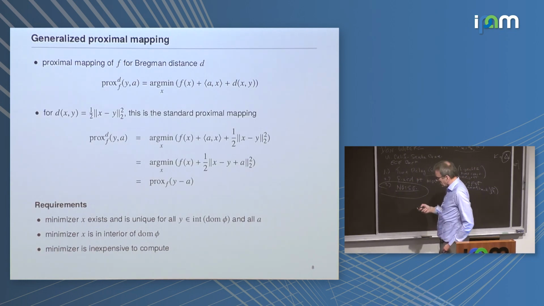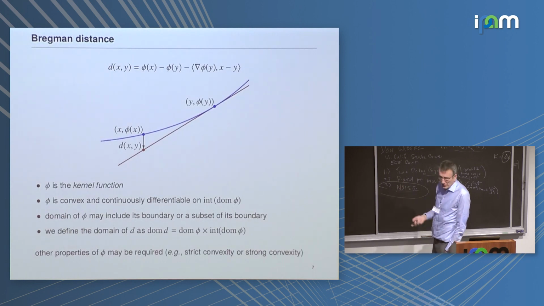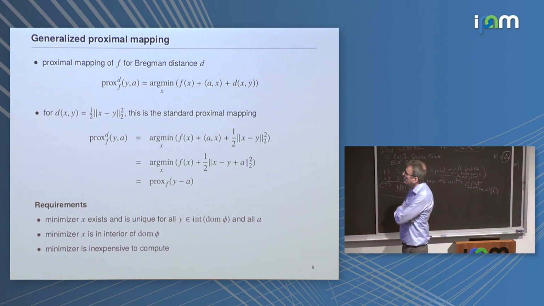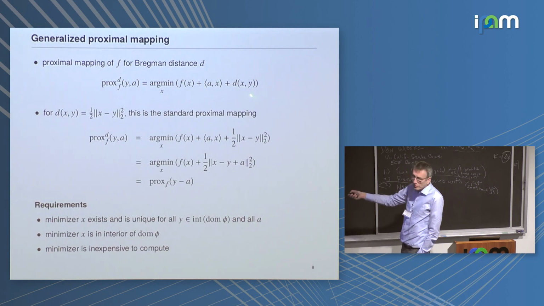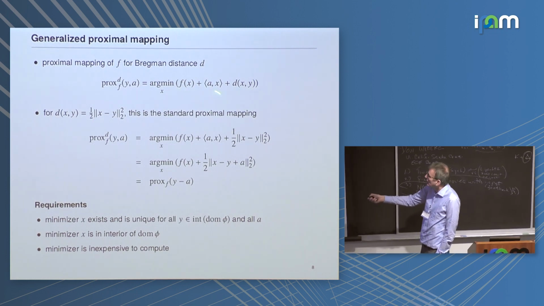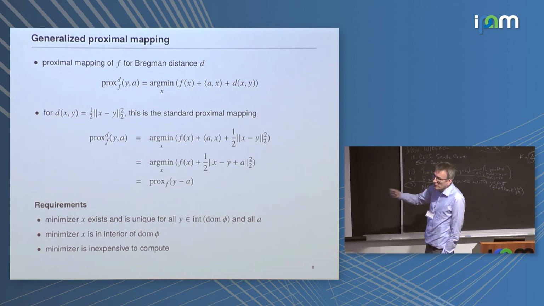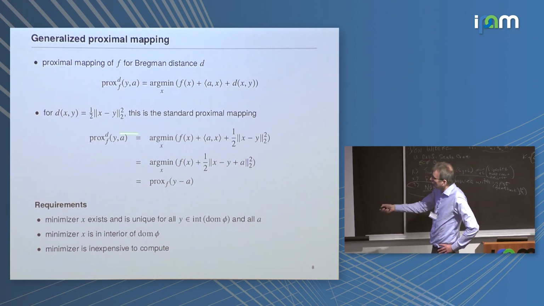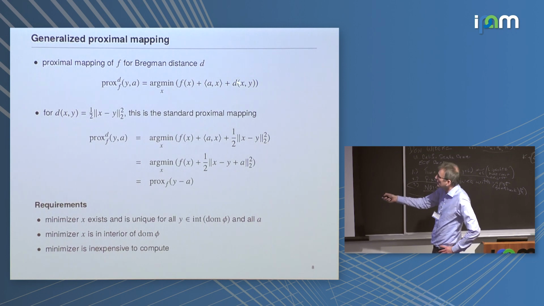So then we can use this in the definition of a generalized proximal operator. There's one small thing to mention in the definition. This is how we'll define a generalized proximal mapping with the distance function d. We have a function f, and this defines a proximal mapping of a function f. We have a general linear term for an arbitrary a, and then the distance between x and y. So the standard proximal mapping is a special case where you use a squared Euclidean distance for your distance.